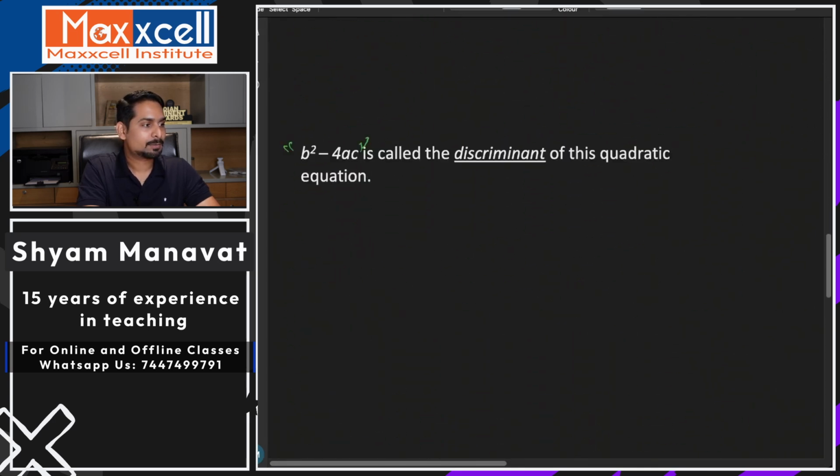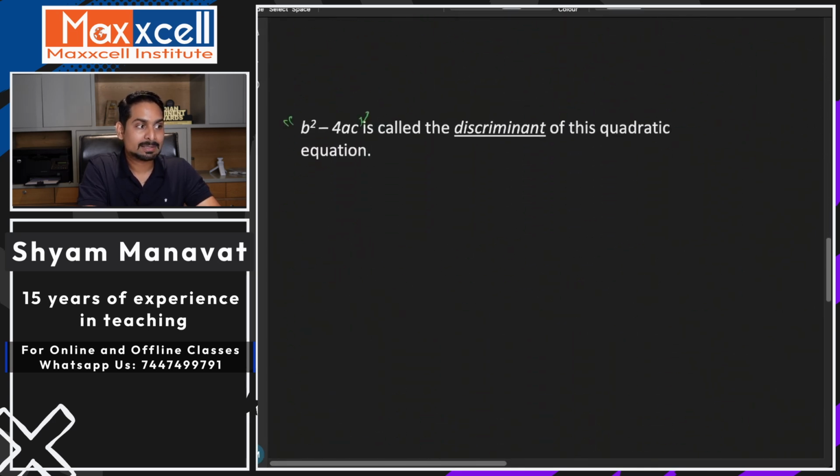This part, b square minus 4ac, is called the discriminant of the quadratic equation. This is called what? Discriminant. Why is it called discriminant? Discriminant means that it actually discriminates between two roots, because before that you got plus minus, and this is under root. So when you change one time plus and one time minus, this is the part after that which makes a difference. So remember, b square minus 4ac is called the discriminant in a quadratic equation.